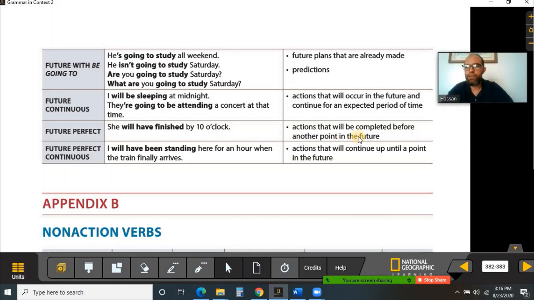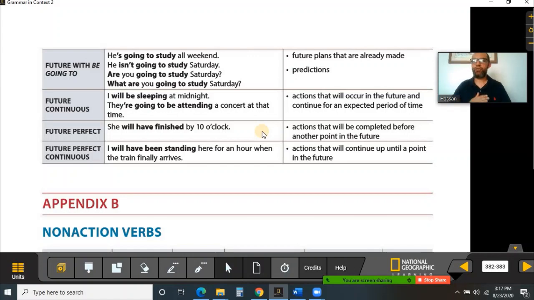Now, let's talk about the usage. Actions that will be completed before another point in the future. The future perfect talks about an action that will be completed at a specific time in the future or before a certain point in the future. 10 o'clock is the specific point or time in the future, and this action will be completed by this time. So she will have finished by 10 o'clock.